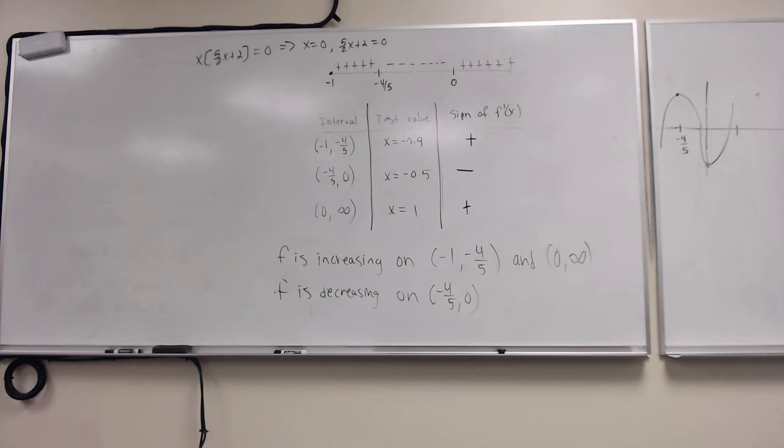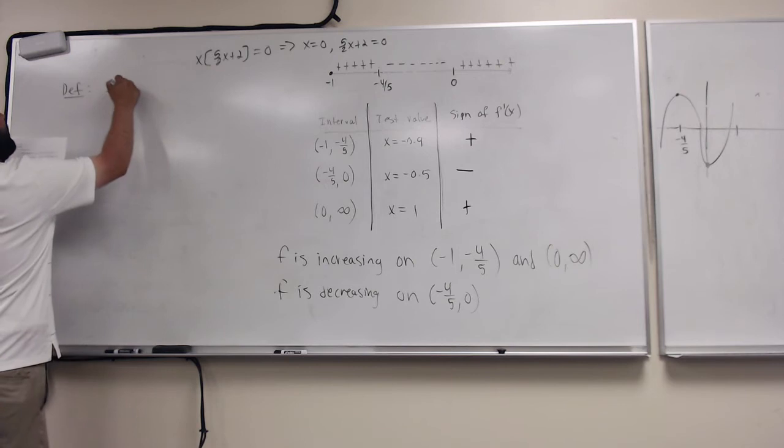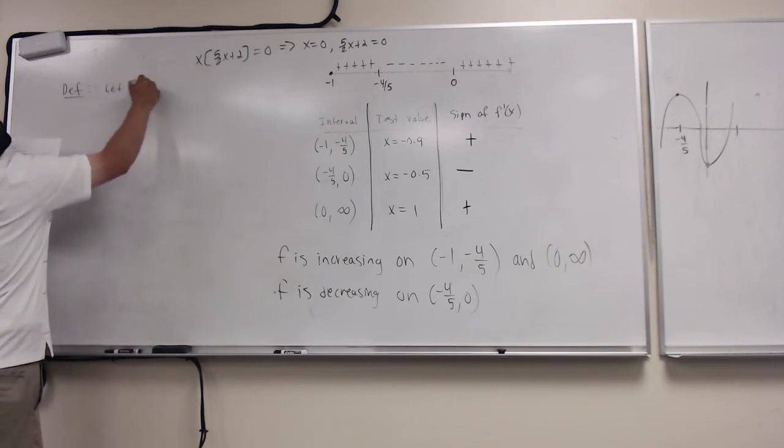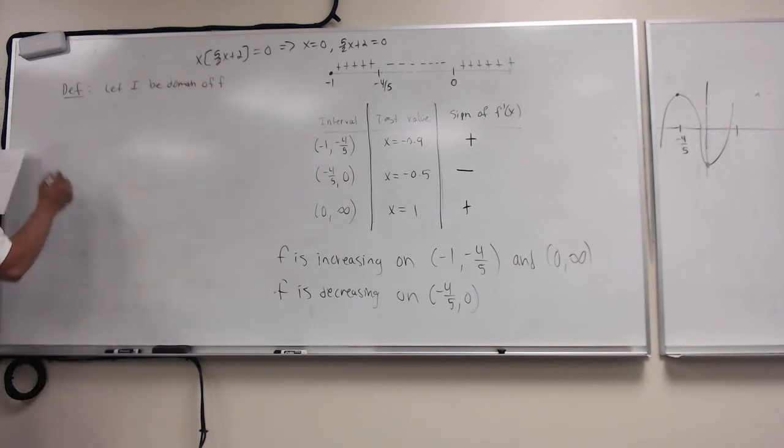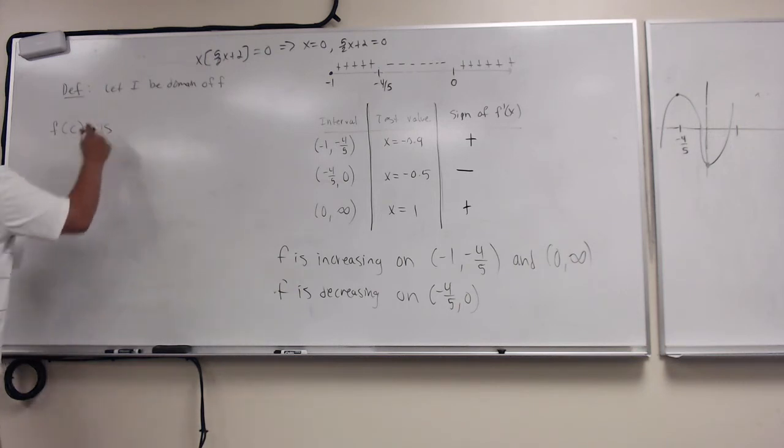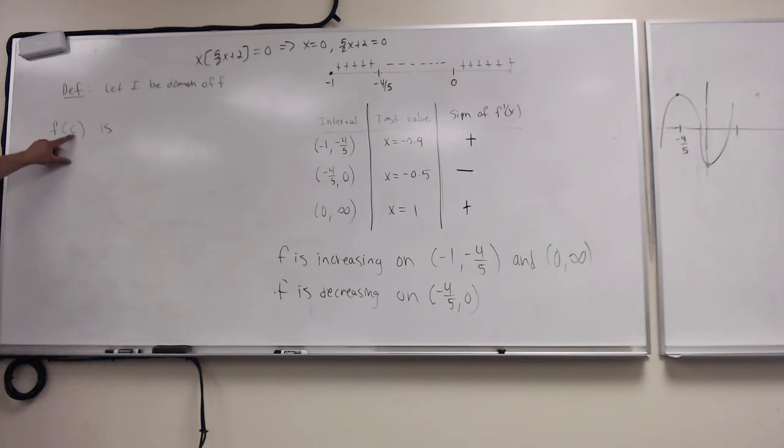I guess I could talk about this definition. Maybe I'll write it down. So, definition: let I be the domain of f. We're going to say f of c, so an output value or a y-coordinate on the graph. And anybody have a guess as to why I use c? c usually represents our critical numbers. So that's why they chose c.